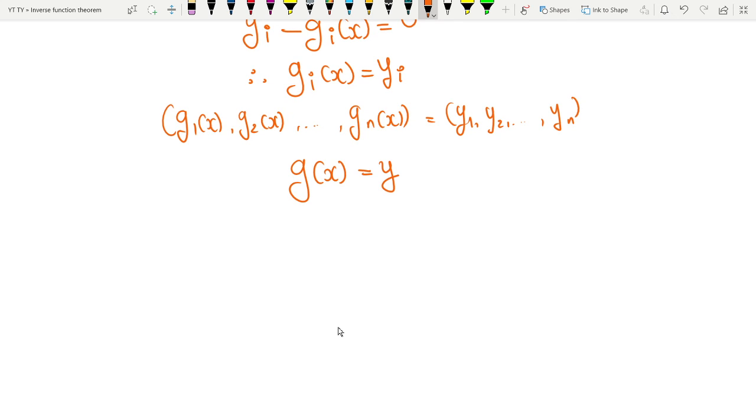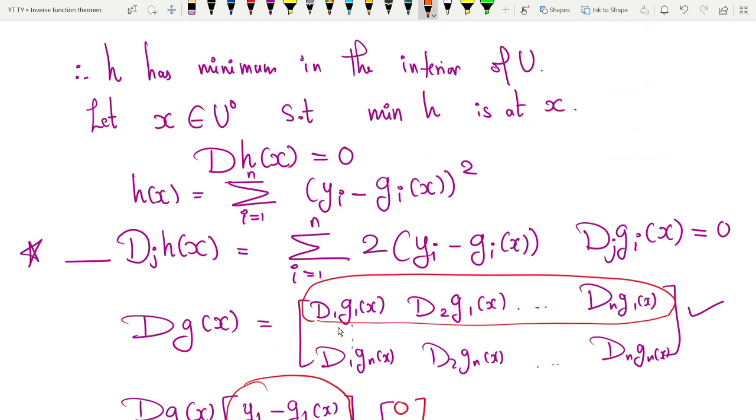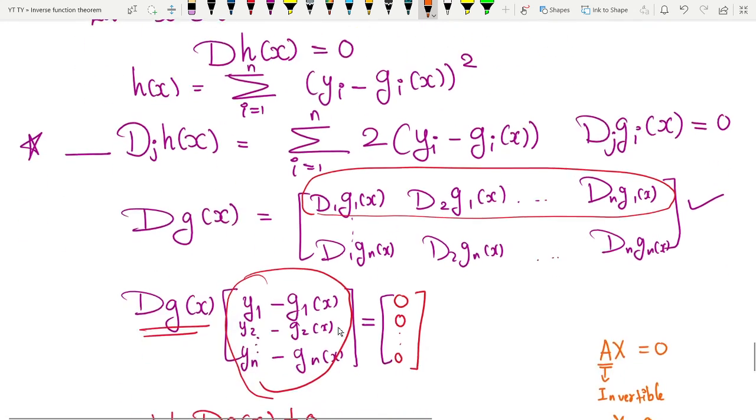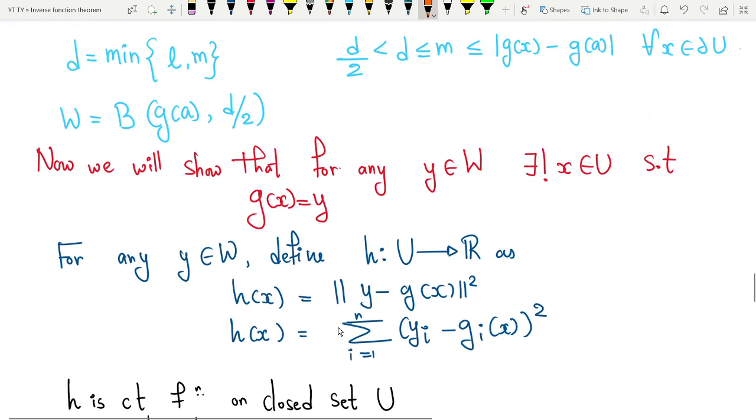Hence, what we actually found is that the pre-image of y is nothing but the point at which my function h takes the minimum value. Wherever h took the minimum value, that is the pre-image for y. The proof is big, but yes, it is simple. I have tried to make it as simple as I can.